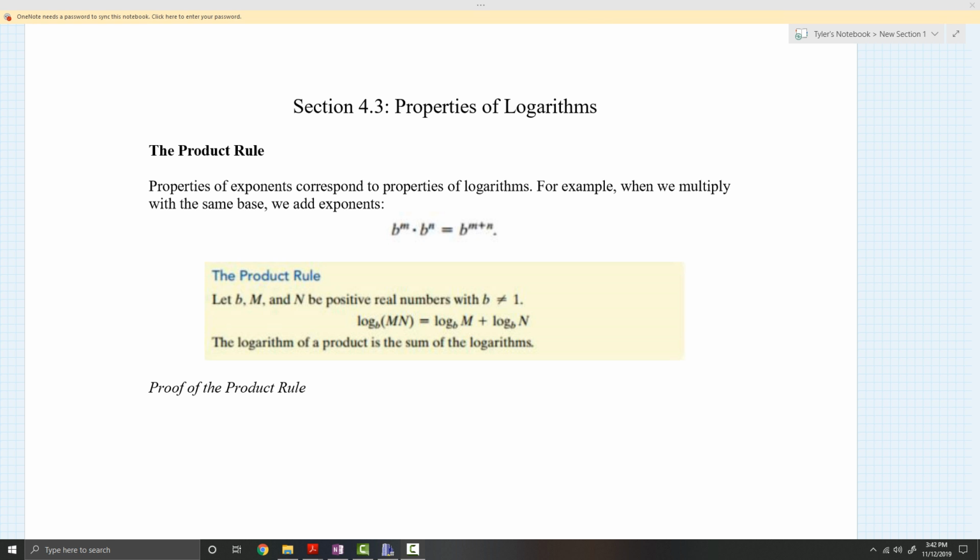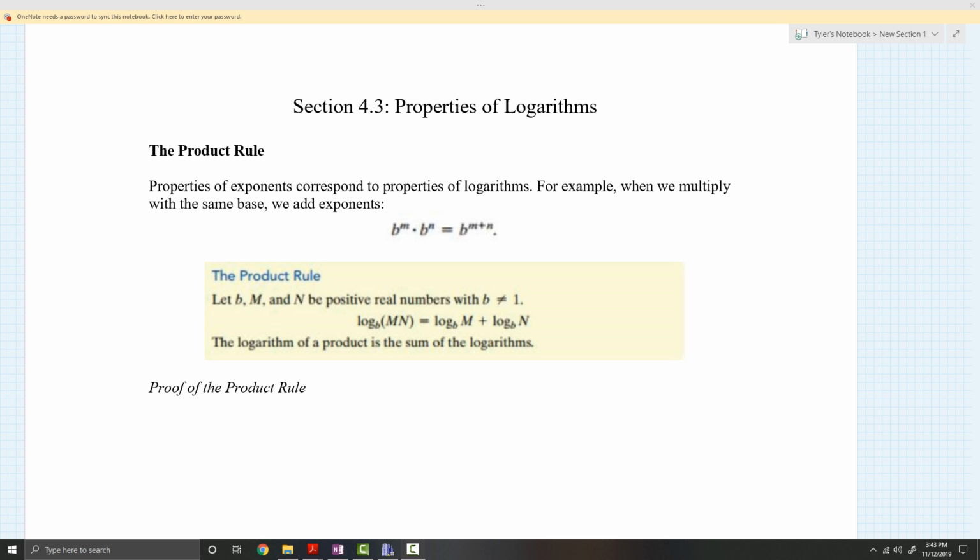Hi, so this video is going to cover section 4.3, properties of logarithms, for college algebra. In the notes, what we're going to do is go through some specific, different properties of logarithms that are going to be helpful to us when we solve equations, which will be the next section.